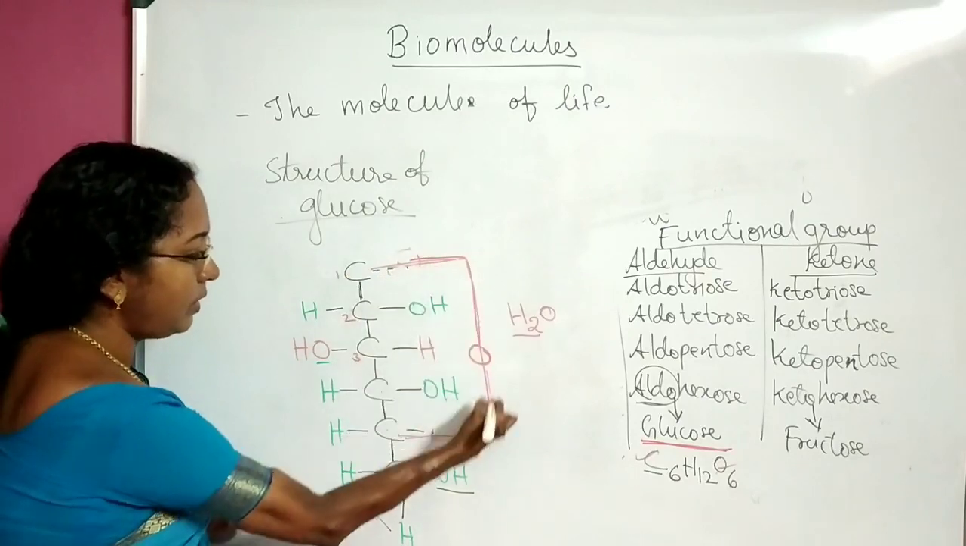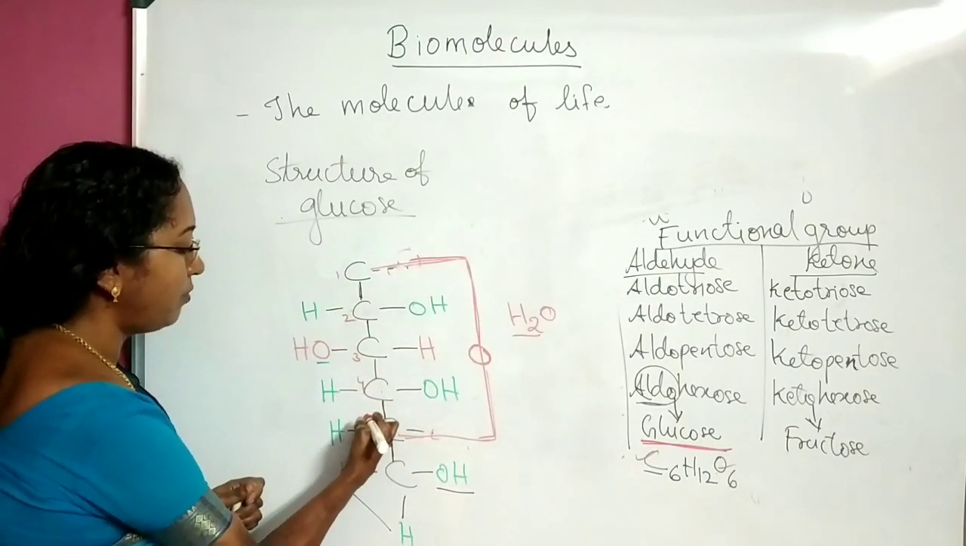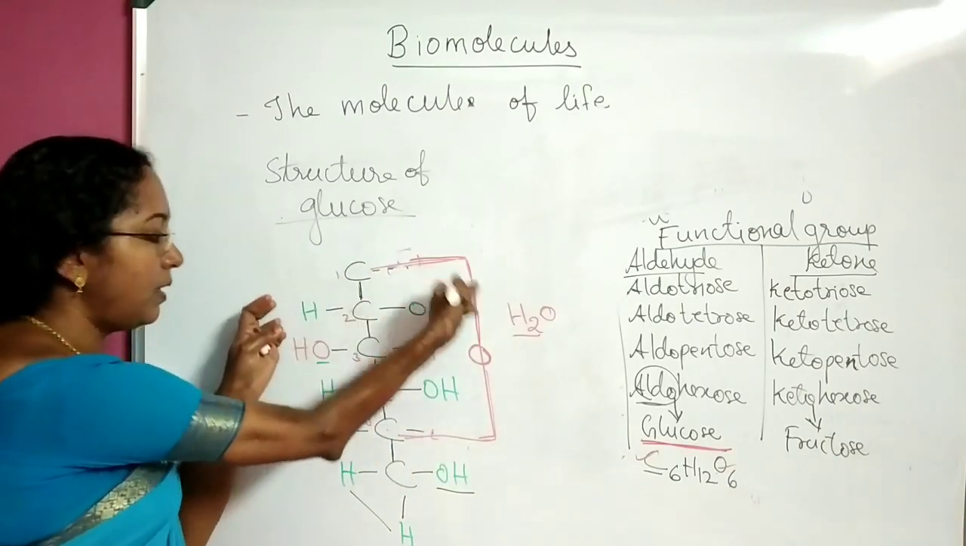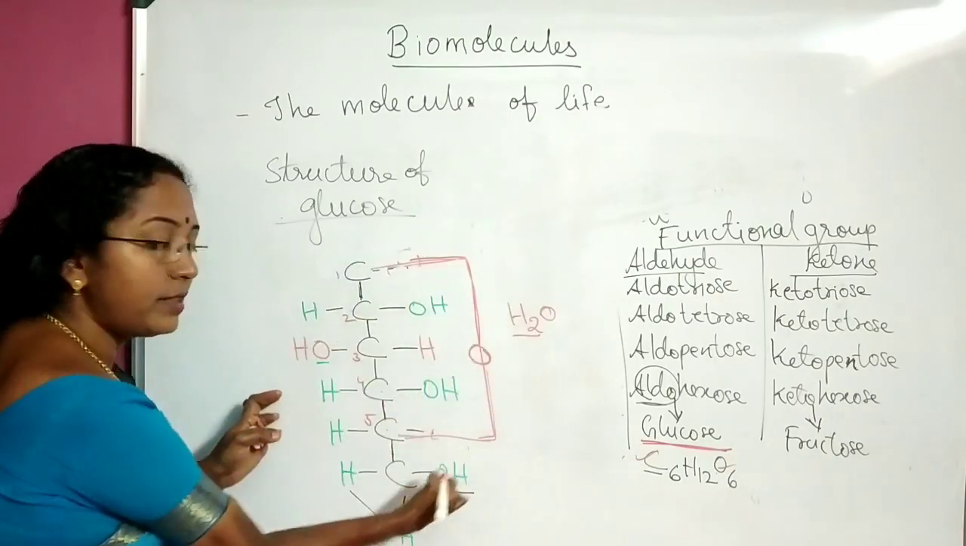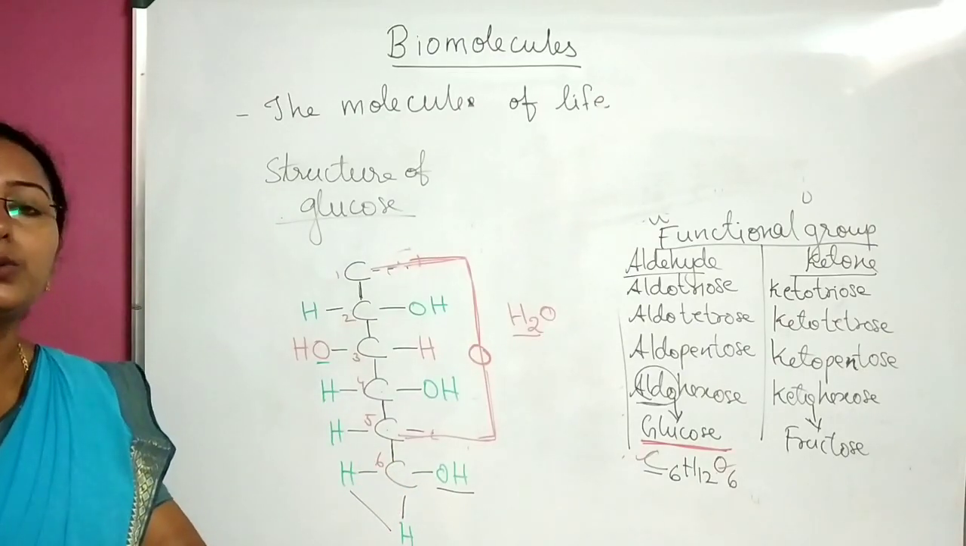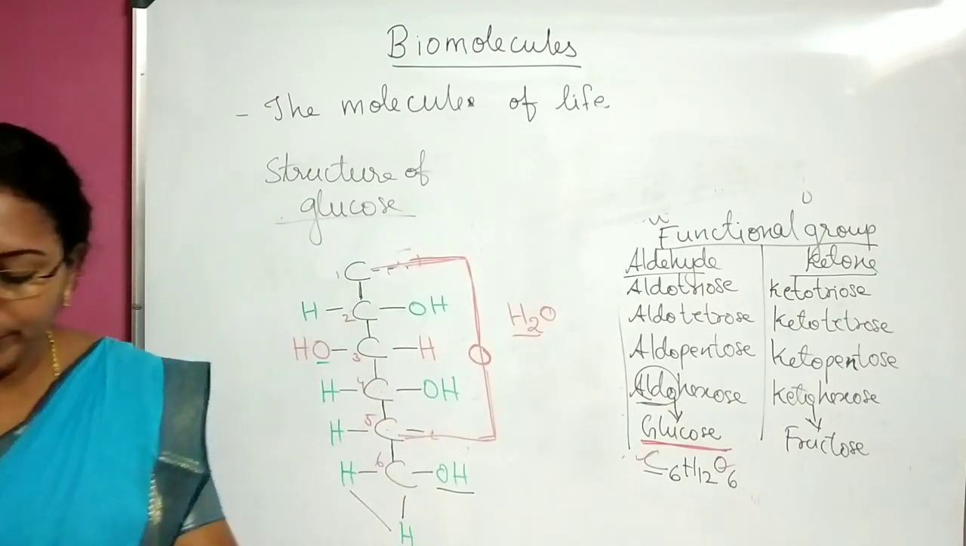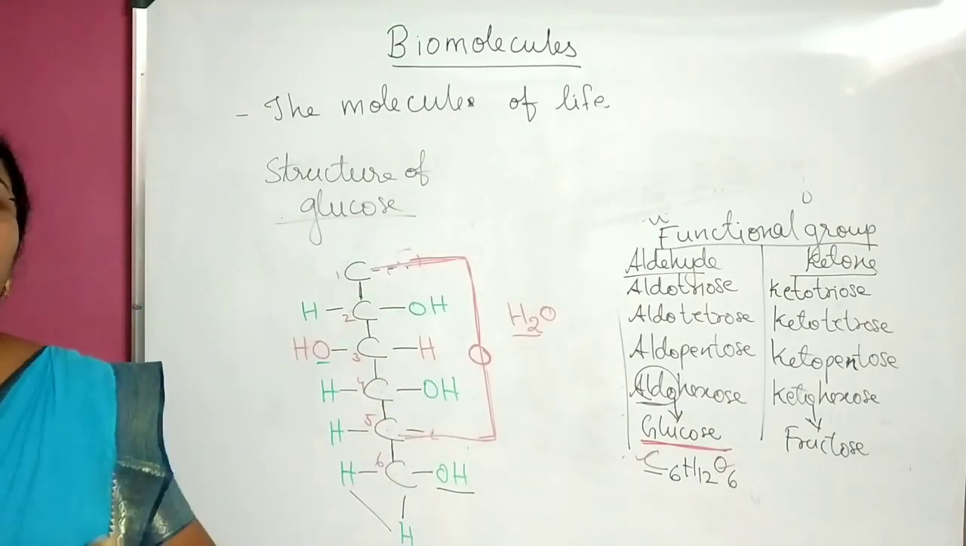Now you see this is there inside a ring. Carbon number 1, 2, 3, 4 and 5. All the 5 carbons are inside a ring-like structure. But what about the 6th carbon? The 6th carbon is placed outside the ring. This is a ring structure. Now let me write this ring structure in a better way.